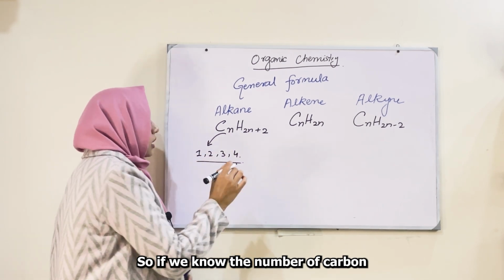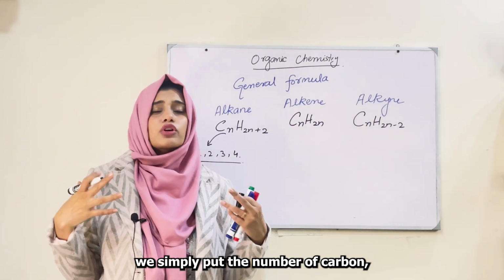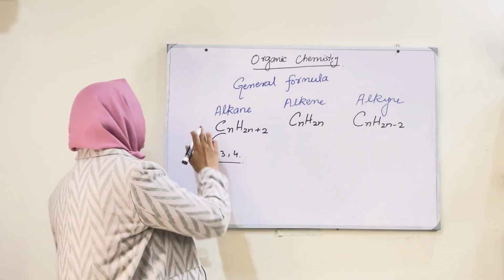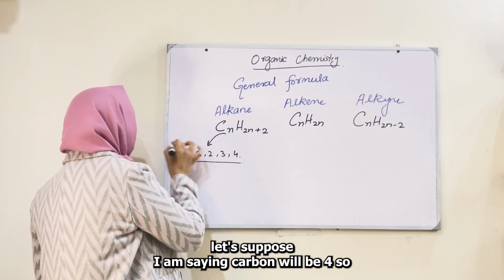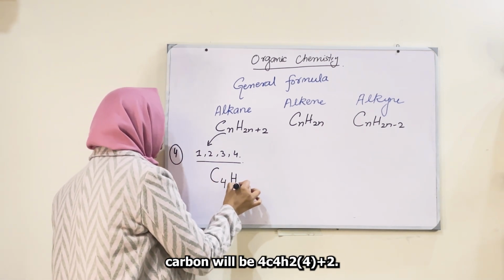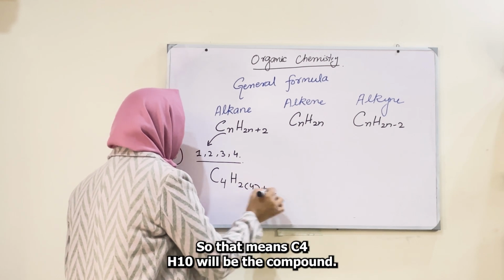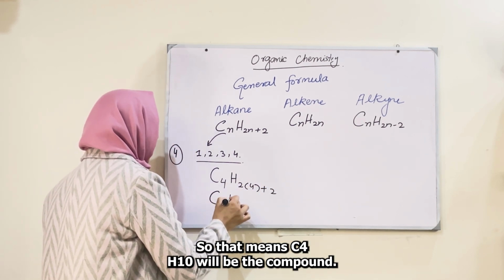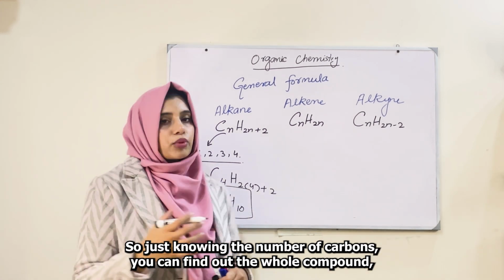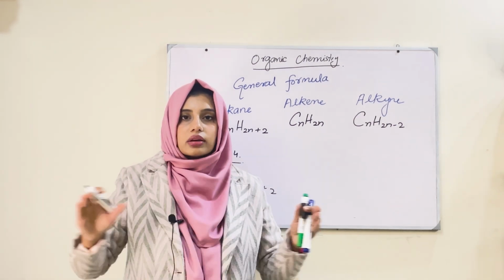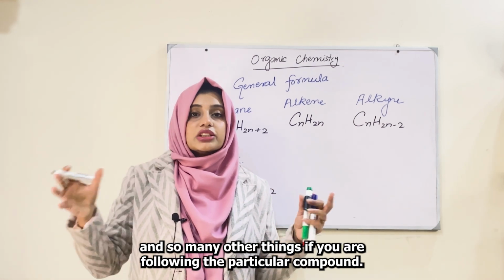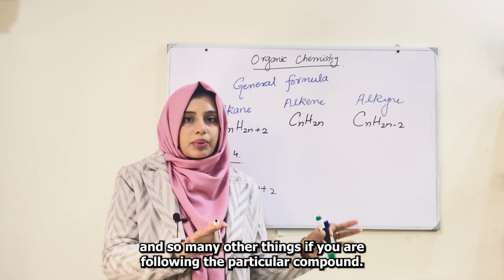So if we know the number of carbon, or we simply put the number of carbon, we can find out the whole compound. For example, let's suppose I am saying carbon will be 4. So carbon will be 4, C4, H2 into 4 plus 2. So that means C4H10 will be the compound. So just knowing the number of carbons, you can find out the whole compound. You can find out the number of hydrogens, you can find out the number of oxygens and so many other things if you are following the particular compound.